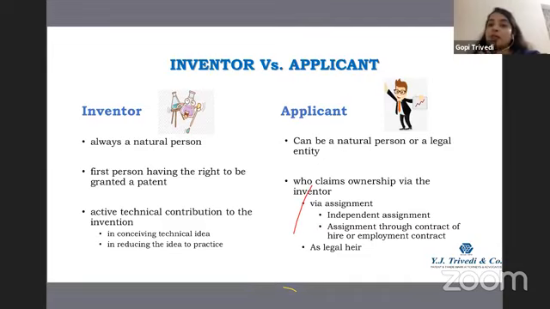Now, the inventor is considered to be the first person having the right over the grant of the patent. But the inventor is one who passes on the right to the applicant by means of assignment, the employee contract, etc. The inventor is someone who really conceives the idea and reduces the idea into practice. And the applicant is someone who possesses the rights of the entire patent application. So that is a brief clarity over inventor vis-a-vis applicant.